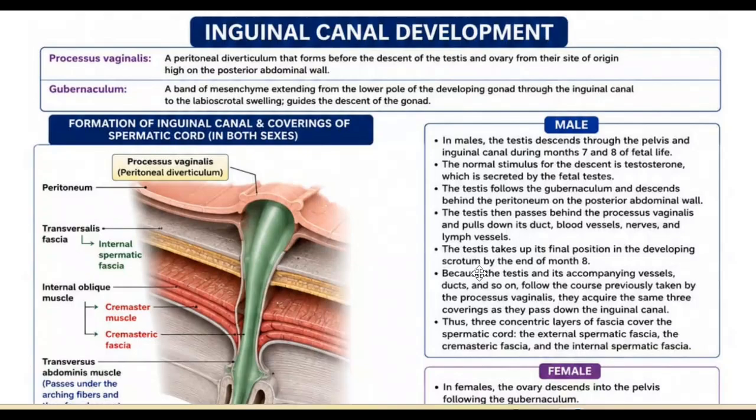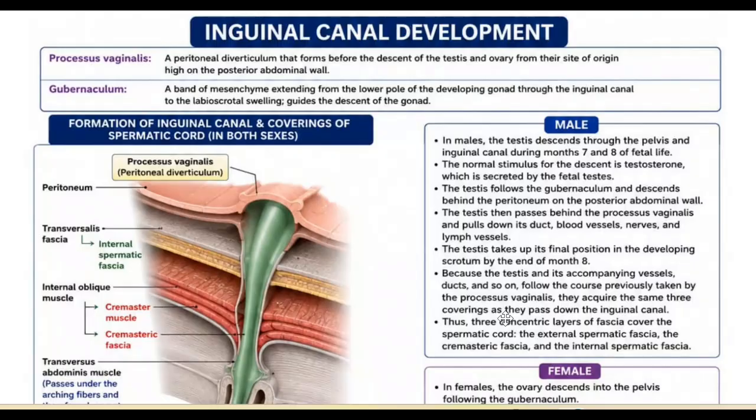Now what is actually accompanying the testes? According to our book, the ductus deferens, blood vessels, nerves and lymphatics all descend together. This entire bundle later becomes the spermatic cord. Why does the spermatic cord have its coverings? Because everything follows the tunnel created by the processus vaginalis. Whatever layers the tunnel collected, the spermatic cord also receives. Hence the external spermatic fascia, cremasteric fascia, and internal spermatic fascia are formed around the spermatic cord.